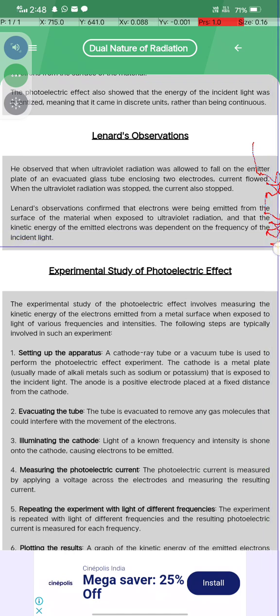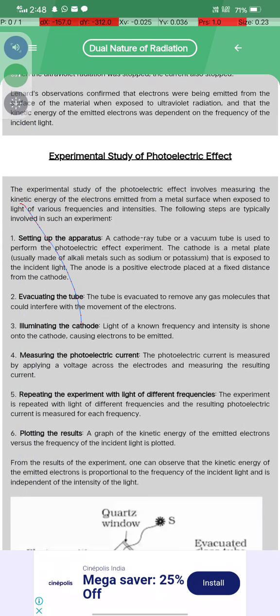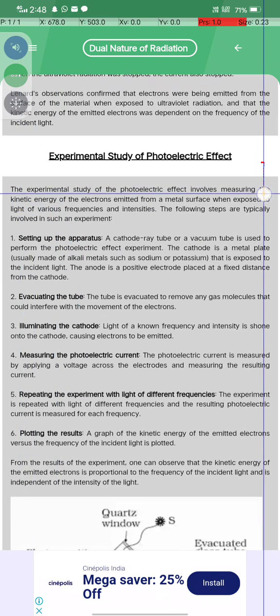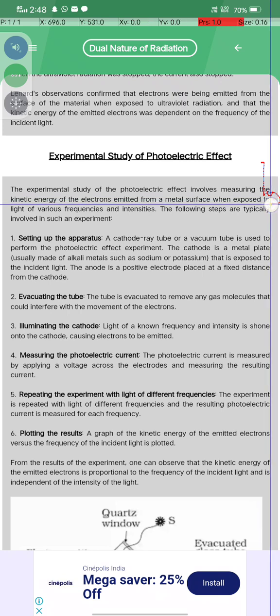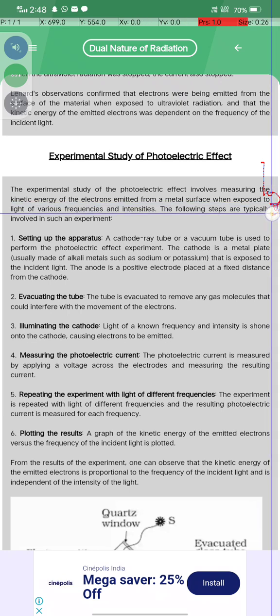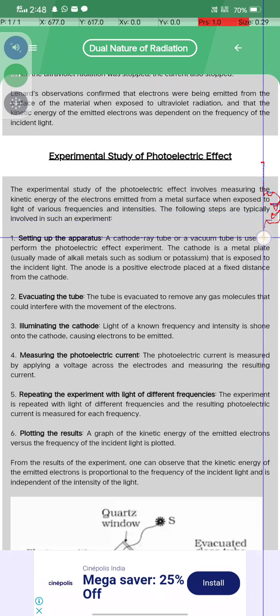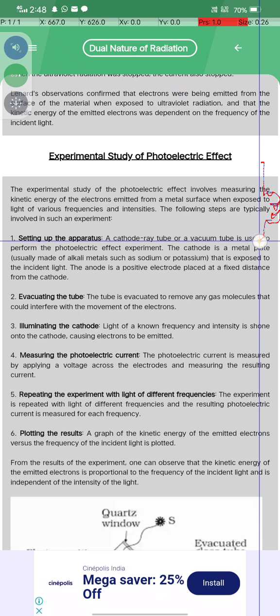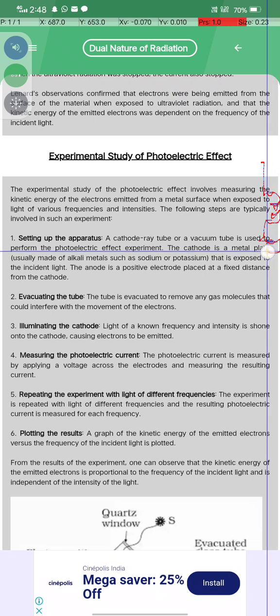Okay, after that, see the experiment of the photoelectric effect. The experimental study of the photoelectric effect involves measuring the kinetic energy of the electrons emitted from the metal surface when exposed to light of various frequencies and intensities. The following steps are involved in such an experiment. Setting up the apparatus: a cathode ray tube or a vacuum tube is used to perform the photoelectric effect experiment.